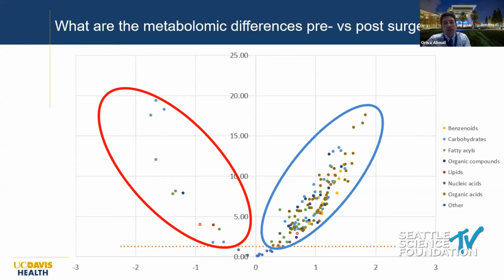I'm going to give a couple of slides regarding unpublished data that we were able to collect. This is a volcano plot, which shows in the upper right corner, highlighted in blue, the metabolites that were upregulated after surgery compared to pre-surgery, while those surrounded with the red shape are the metabolites that were downregulated after surgery.